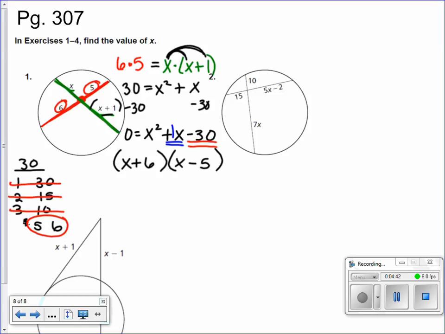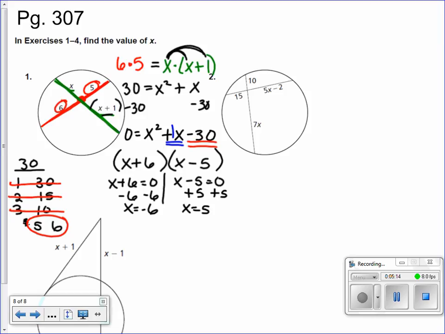To get my answers, I take each factor and set it equal to 0. Let you get caught up here if you're not caught up already. On the left, to get x by itself, minus 6 from both sides, we get x is negative 6. And on the right, add 5, we get x is 5.